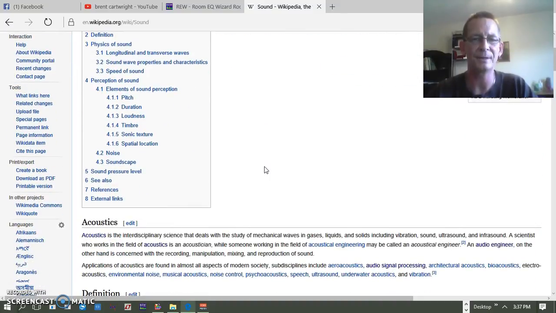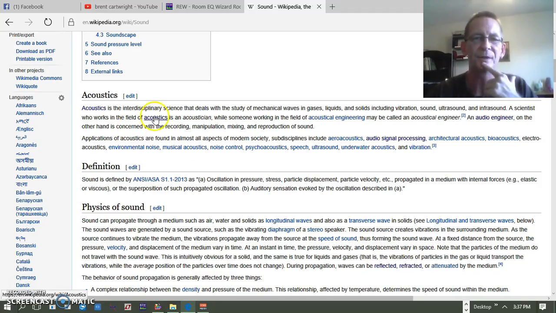When you're looking at sound, acoustics is an interdisciplinary science that deals with the study of mechanical waves in gases, fluids, and solids, including vibration, sound, ultrasound, or infrasound. A scientist who works in the field of acoustics is an acoustician, while someone working in the field of acoustical engineering may be called an acoustical engineer. Now, you try to understand what I just spoke about, and then apply it to those two individuals that have those name tags on them, and you yourself are going to have to be somewhat in an understanding of those fields.